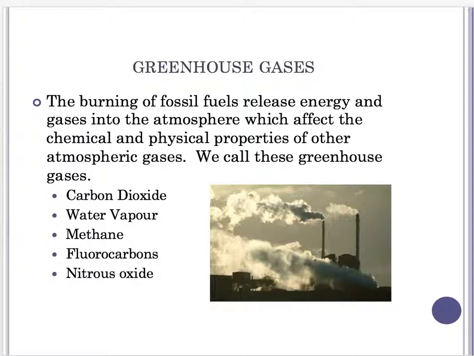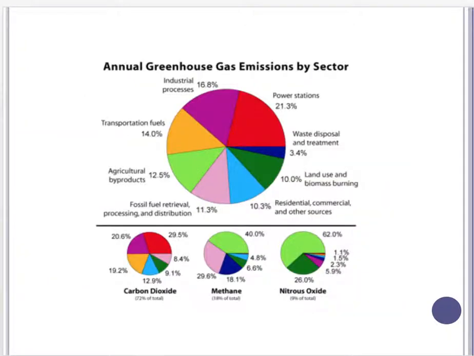So the burning of fossil fuels releases energy and gases into the atmosphere which affect the chemical and physical properties of other atmospheric gases. We call these greenhouse gases. The main ones include carbon dioxide, water vapor, methane, fluorocarbons, and nitrous oxide. So if we have a look at the different kinds of gases that are emitted annually by different human activities.